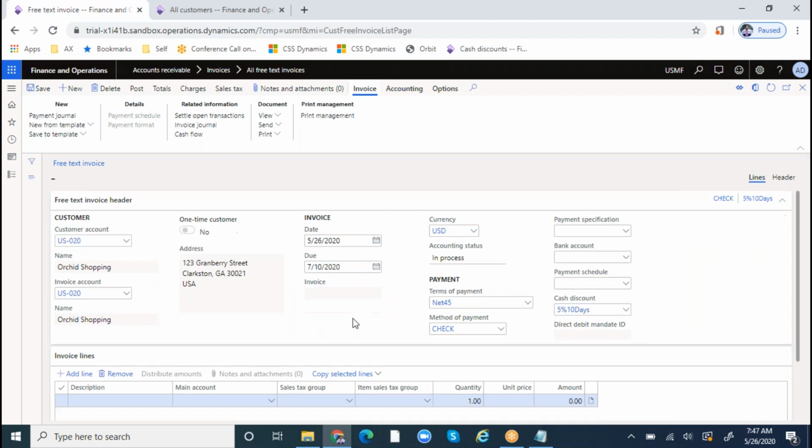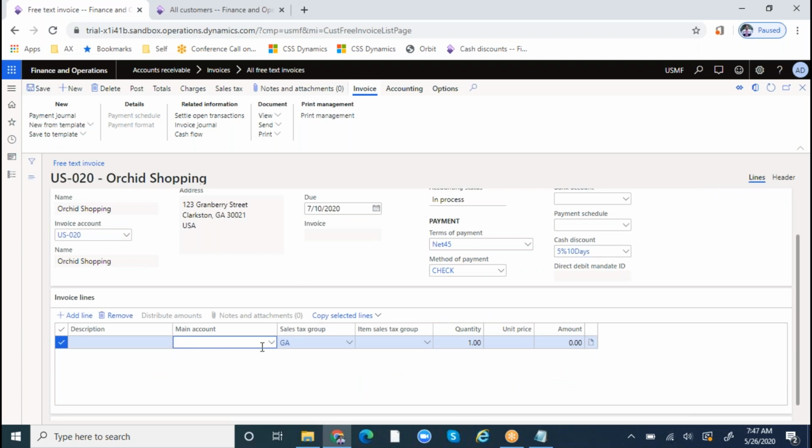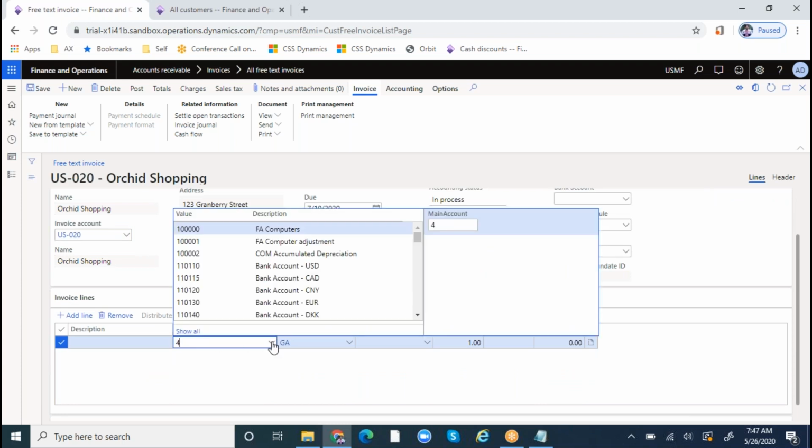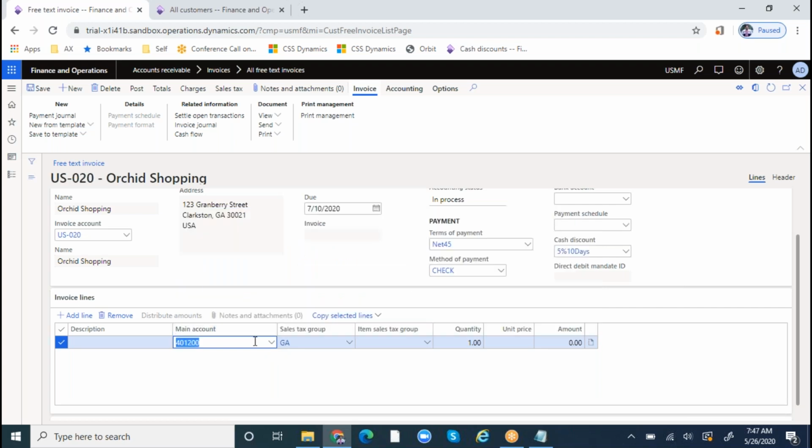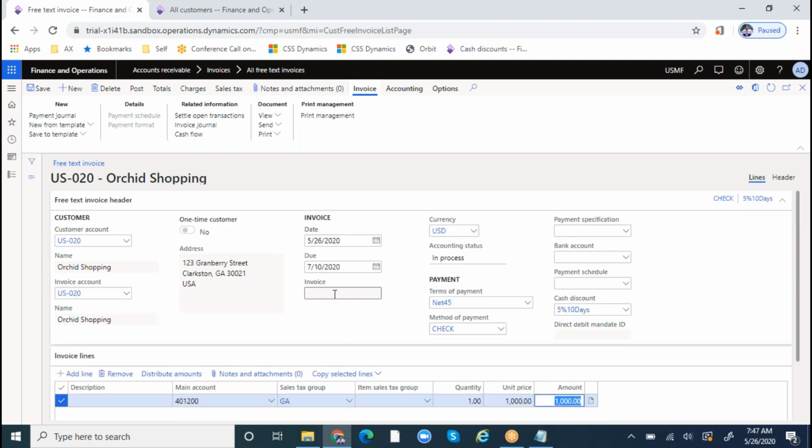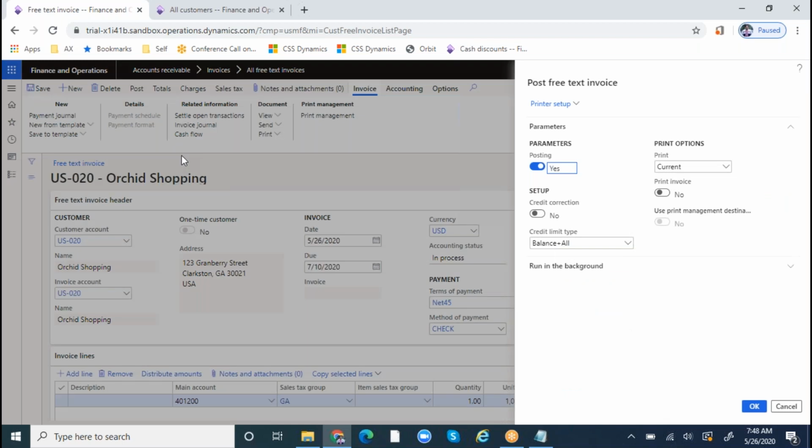Okay, automatically, look at this one. Terms of payment is updated, cash discount is updated. Method of payment you will understand slowly. It will take some time to understand this one. Now I'm entering the revenue account. I'm removing taxes at this point. I'm entering 1000. Okay, so the due date is automatically calculated from invoice date to due date. It is 45 days. I'm posting, click on post. Click OK.